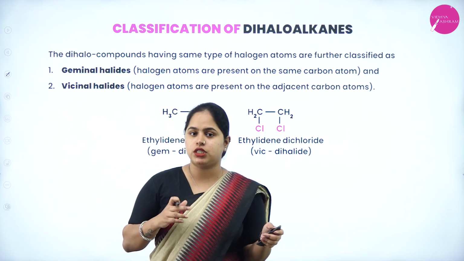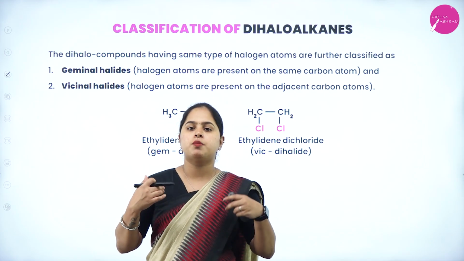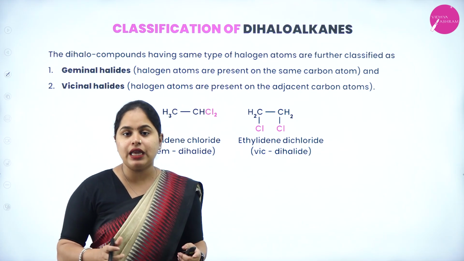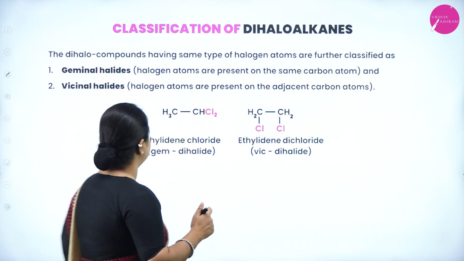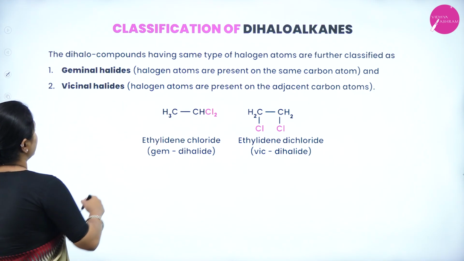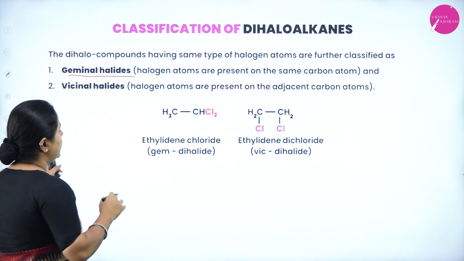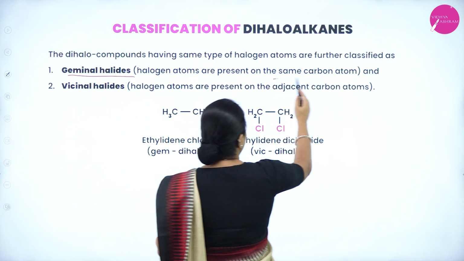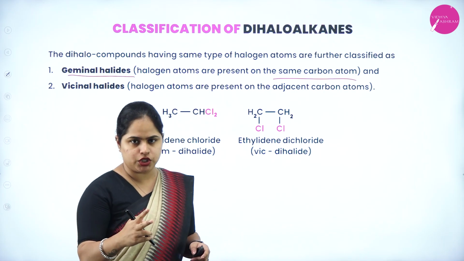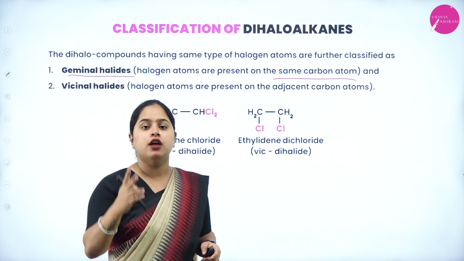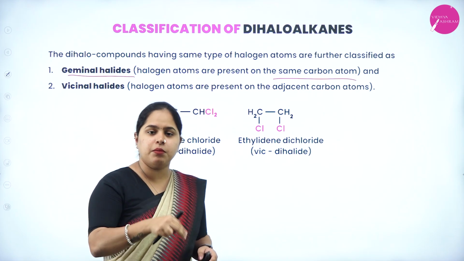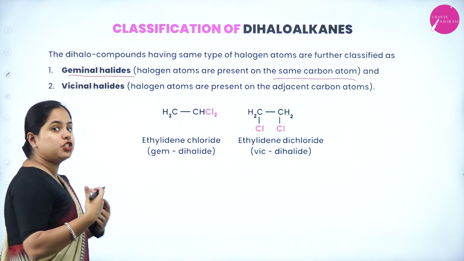So the classification till now which we had studied was based on monohaloalkanes, only one halogen was there. Now if it is a dihaloalkane, that means 2 halogen atoms, then the dihalo compounds are classified as geminal halides. That is, the halogen atoms are present on the same carbon atom. So how many halogen atoms are there? 2 halogen atoms, right? It is dihaloalkane. So both the halogens will be present on the same carbon atom. Then it will be called a geminal halide.